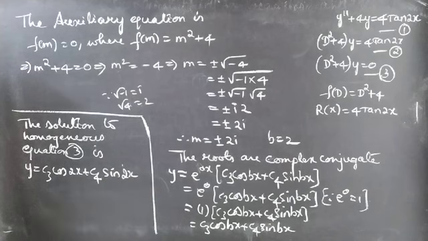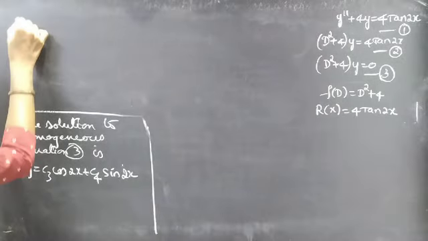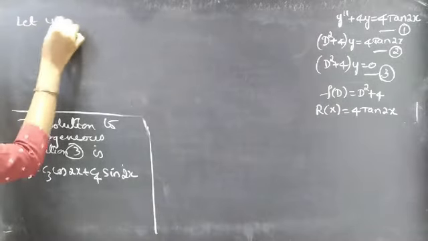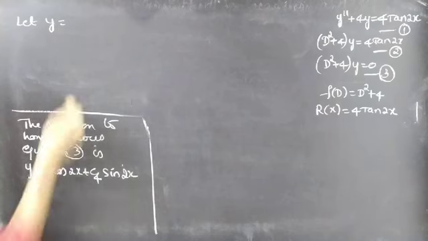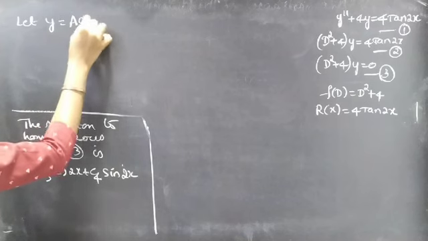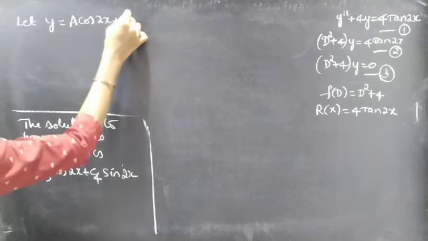Now using this solution, we'll write the general solution of equation 1 or equation 2, because 1 and 2 are the same equations. Let y equal to, let us replace the constants or parameters with functions of x, a and b, then we'll get y equals a cos 2x plus b sin 2x.